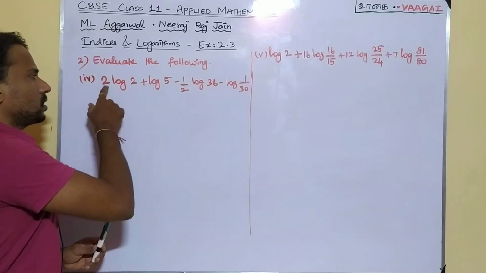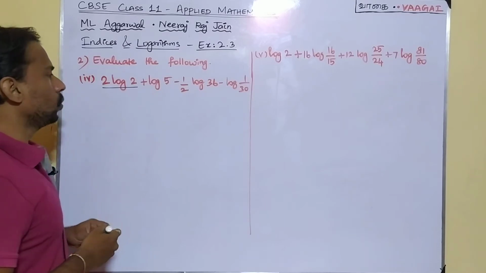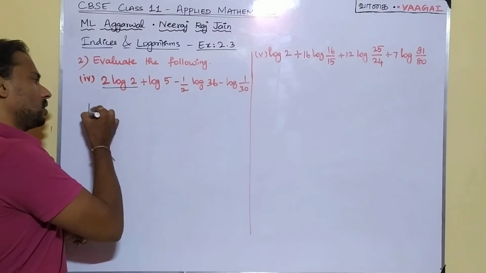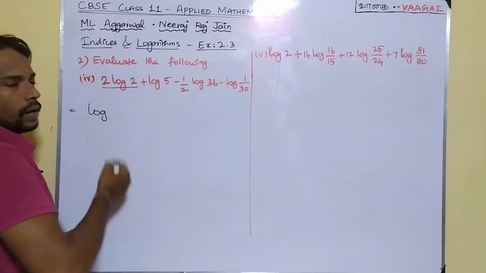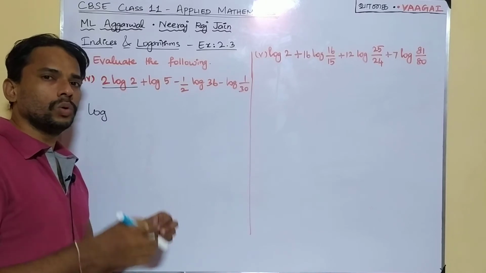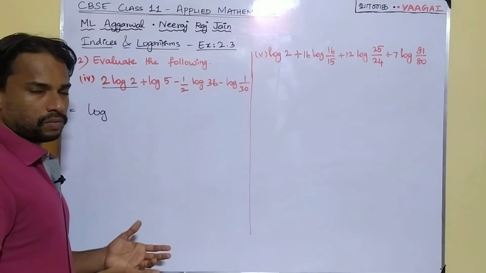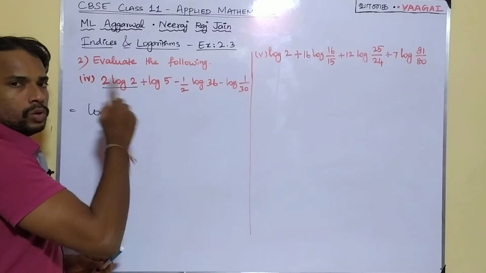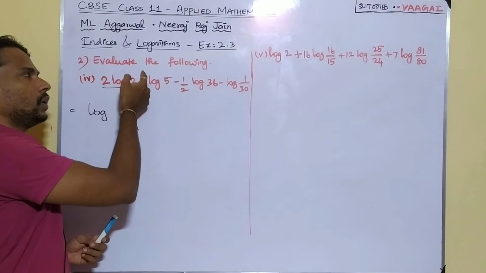First term coming here, we have 2 log 2, right? How can you rewrite this 2 log 2 as just log of some value? Can you think of this? It's going to be very simple. We need to use the power rule again. Like how we used the power rule in the previous questions, we had the power value there, and we took it to the front.